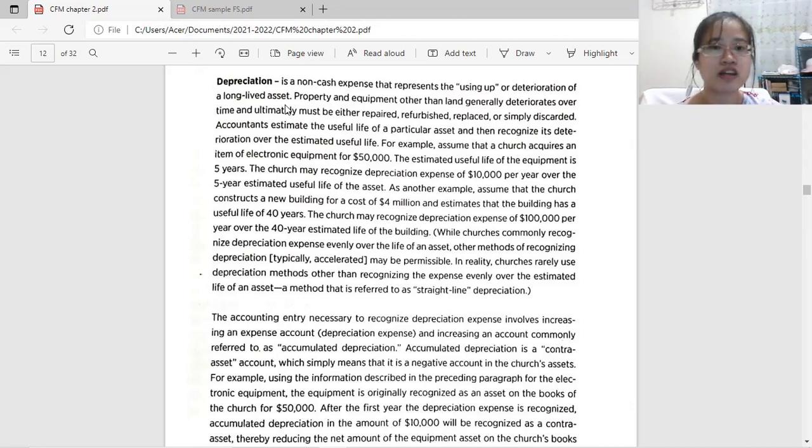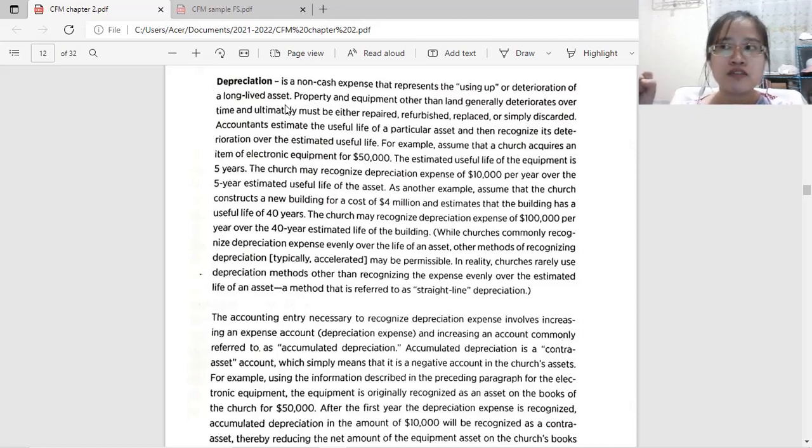So for example, a vehicle, because they are being used for a period of time, not just for 1 year, the cost of the property would be allocated over the years that they are in use. And we call that process depreciation. And the expense being recognized every year, we call that depreciation expense. For financial reporting, we have to recognize depreciation for each year that it was in use. For example, 1 million for 10 years. So for every year, the church must recognize 100,000 for every year that it is in use.